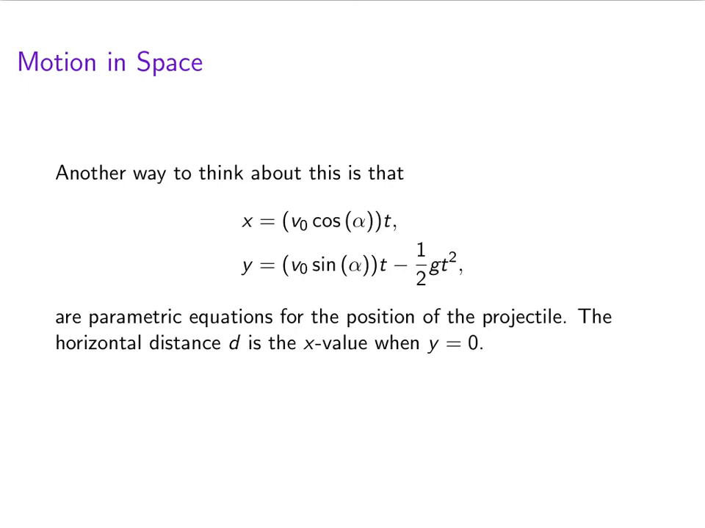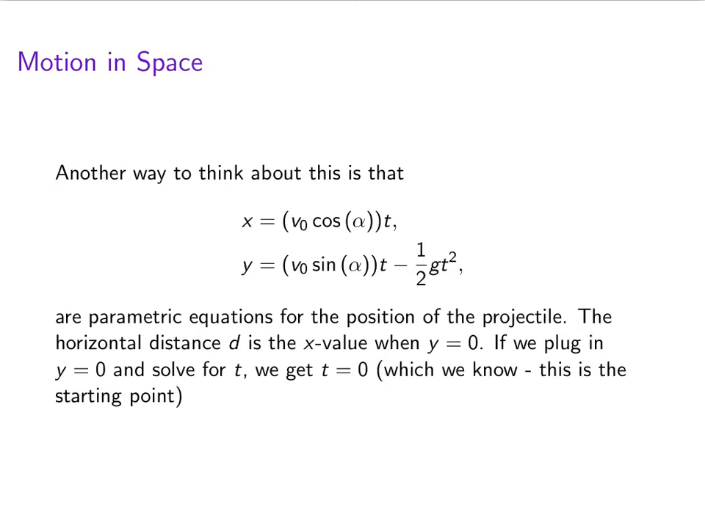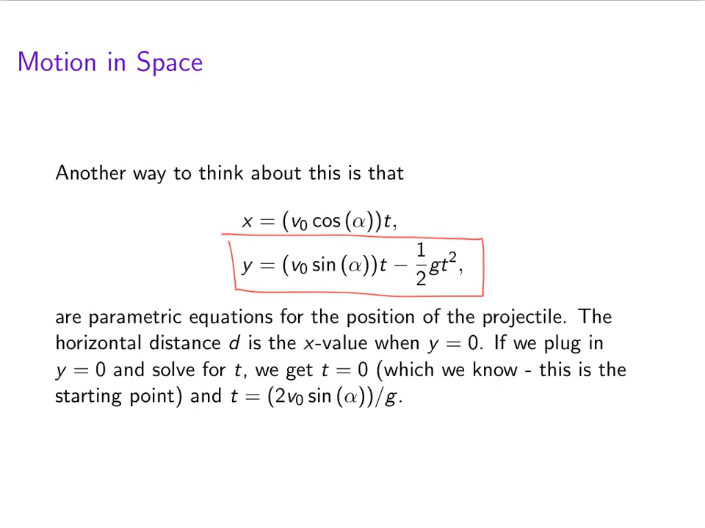Now, let's say that d is the horizontal distance that's traveled. It's the x value when y is equal to 0. Let's plug in y equals 0 and solve for t. What we'll get is t is equal to 0, which we already knew. This is the starting point. And we'll also get t equals 2 v naught sine alpha all over g. We're getting this by taking this expression here, plugging in y equals 0, and solving for t. All right, you should work that out, see that you get the same thing.